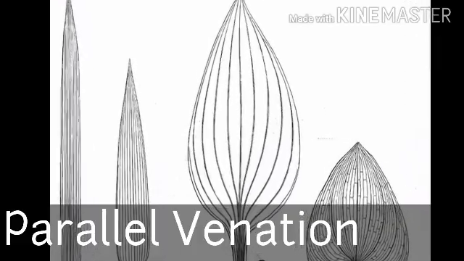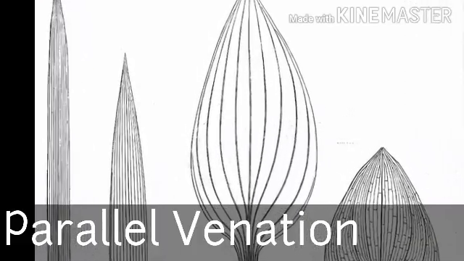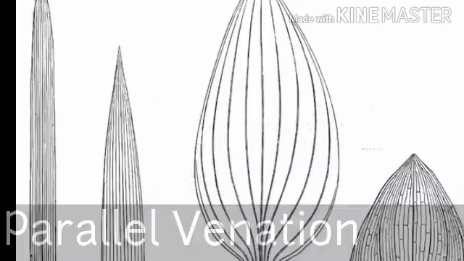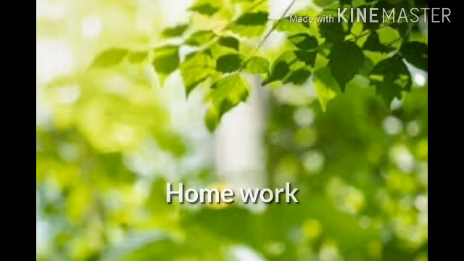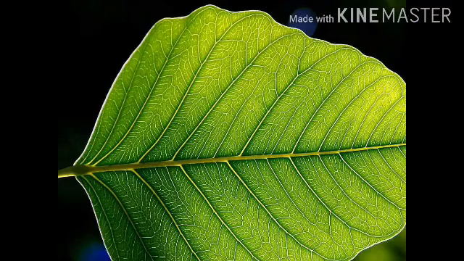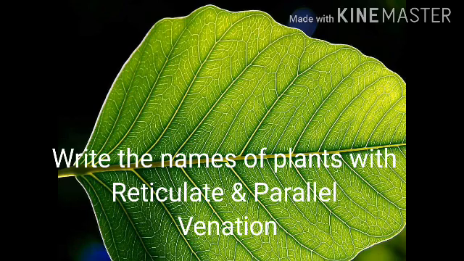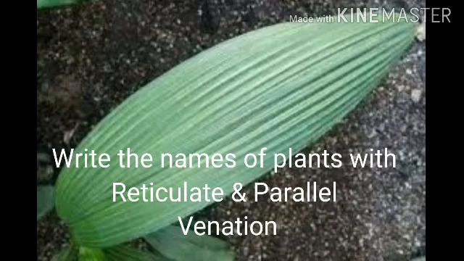Okay, children? Hope you understand our topic. A simple activity for you. Now, you can do a simple activity as homework. Write down the names of plants with reticulate venation and with parallel venation. Do your work very well.